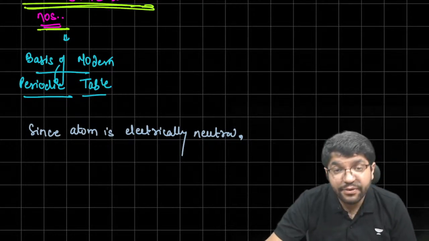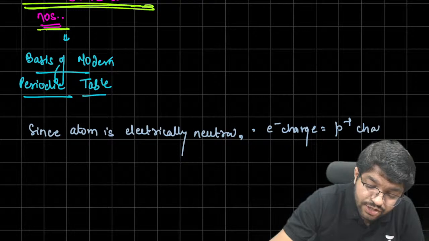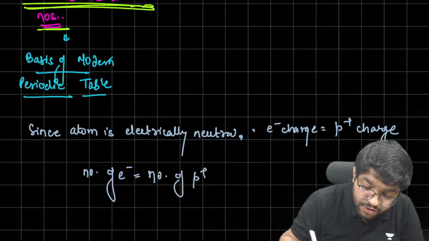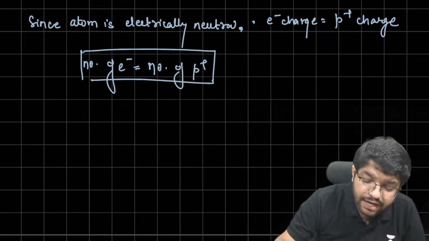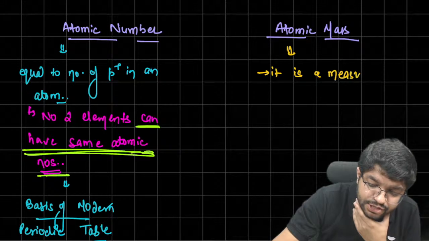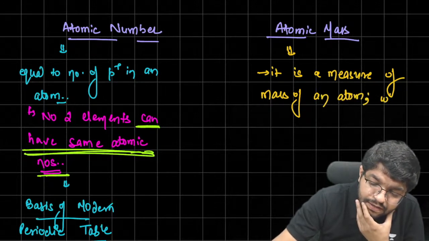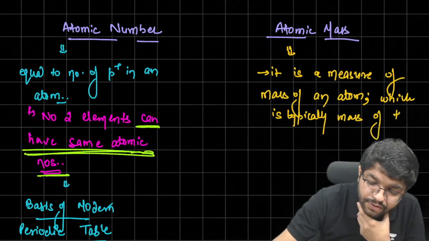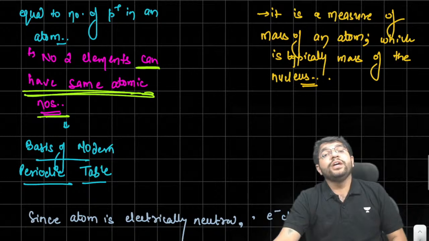Since an atom is electrically neutral, that means my negative electronic charge is equal to the proton charge, which means the number of electrons equals the number of protons. And if that is the case, remember atomic mass is a measure of the mass of an atom, which is typically the mass of the nucleus.